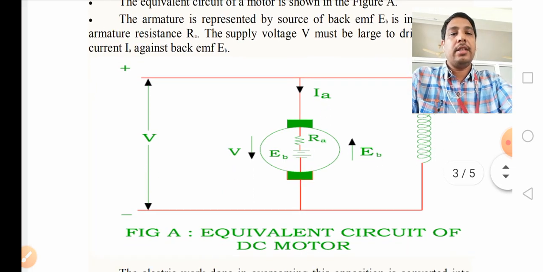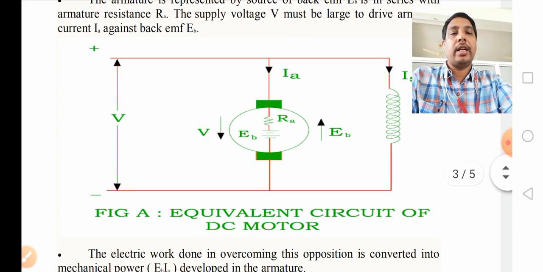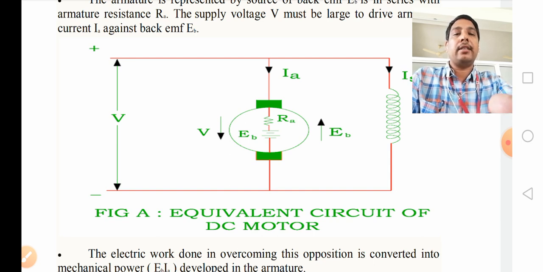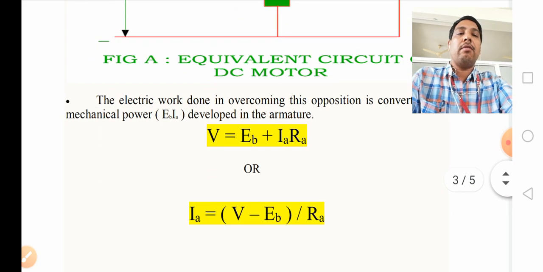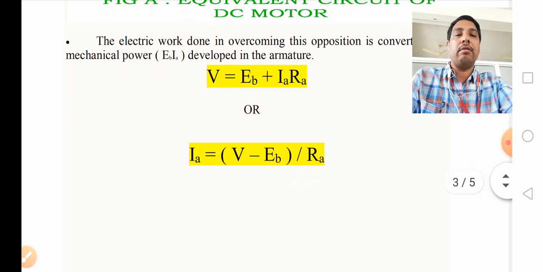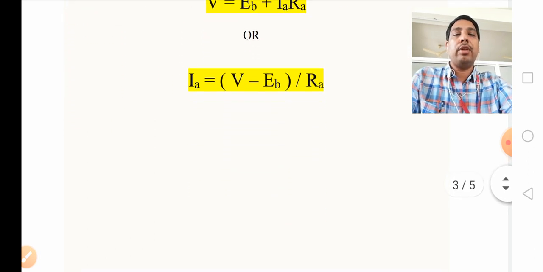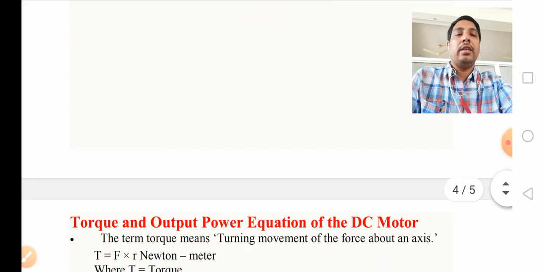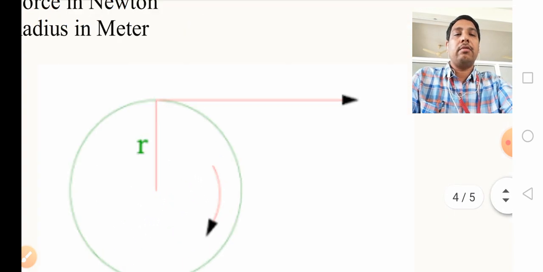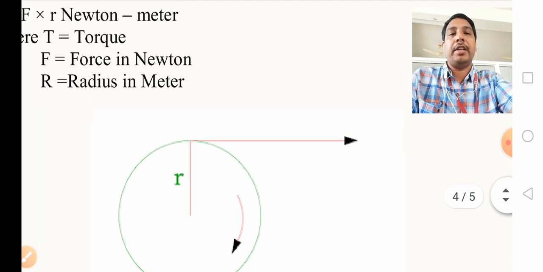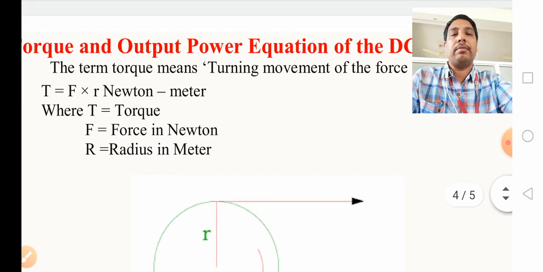This is the basic difference we can observe between what happens in the generator and in the motor. From that we developed the voltage equation from the equivalent circuit, and these are the two equations of the DC motor, the voltage equation we can develop.